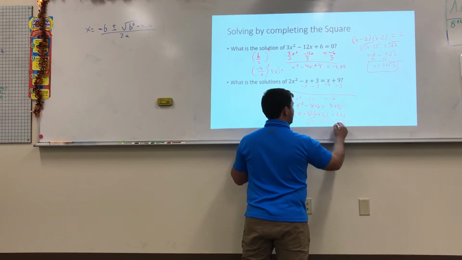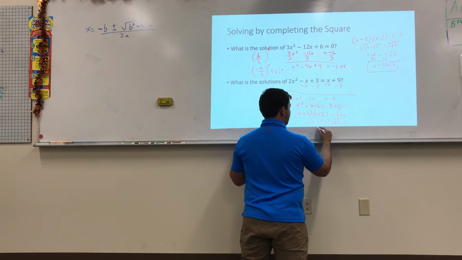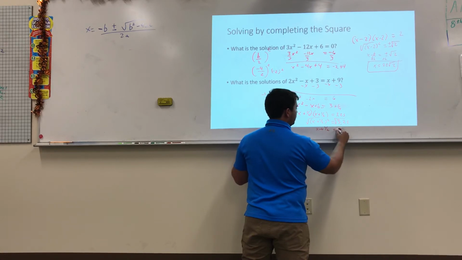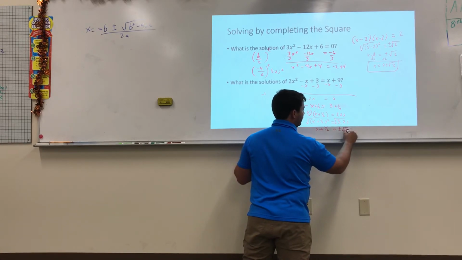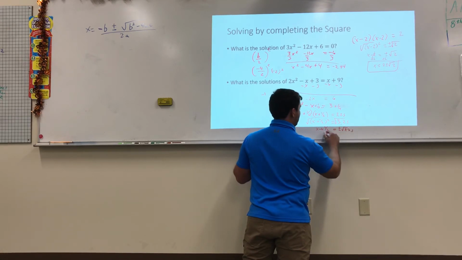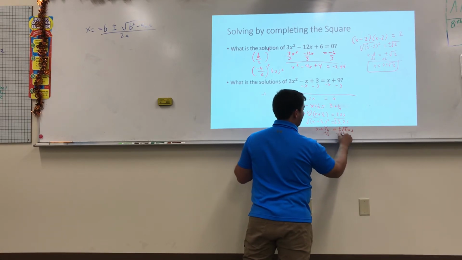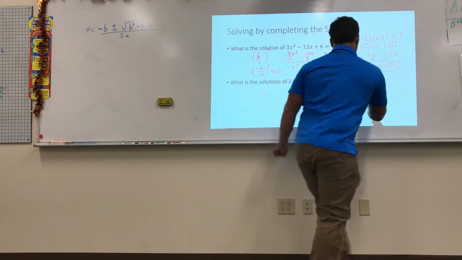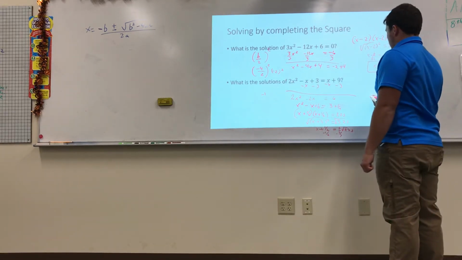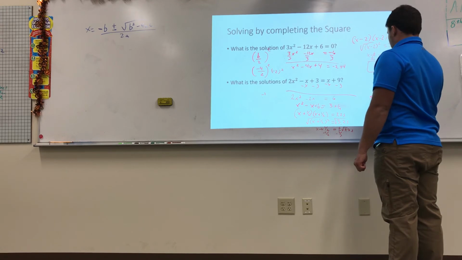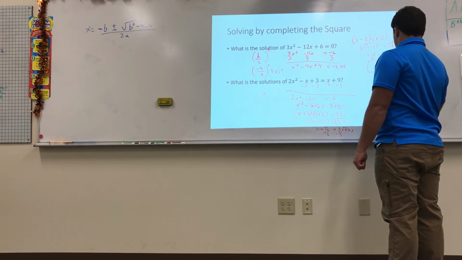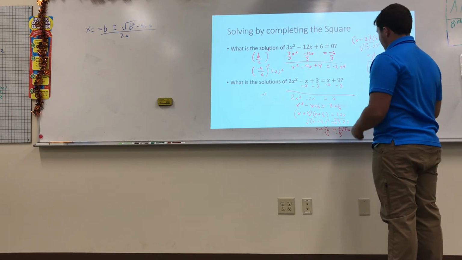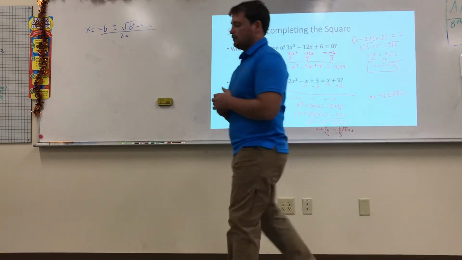Square root both sides. You're going to end up with x plus 1/2 equals plus or minus the square root of 3.25, minus the 1/2, minus the 1/2. You end up with x equals negative 1/2 plus or minus the square root of 3.25. And that would be your answer.